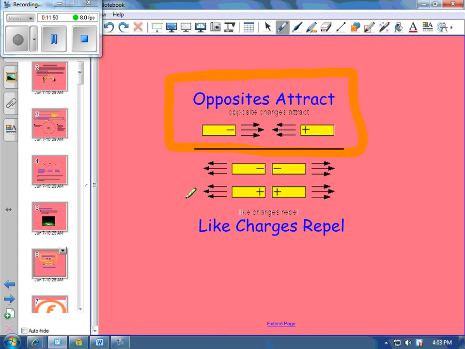Underneath that, I want you to draw in the opposite, which is like charges repel. And I want you to draw this in. So if you have two materials that both have negative charges on them, they're going to repel from each other or push away from one another. Also, if you have two materials that have positive charges on them, they're also going to repel or move away from each other.